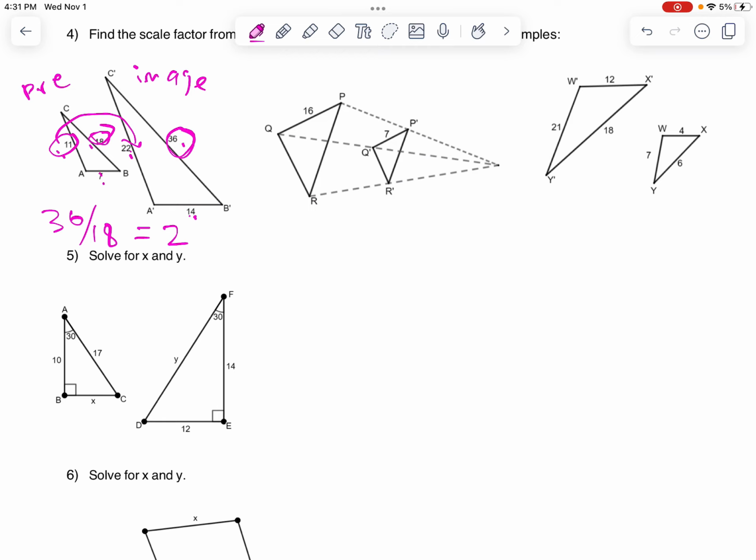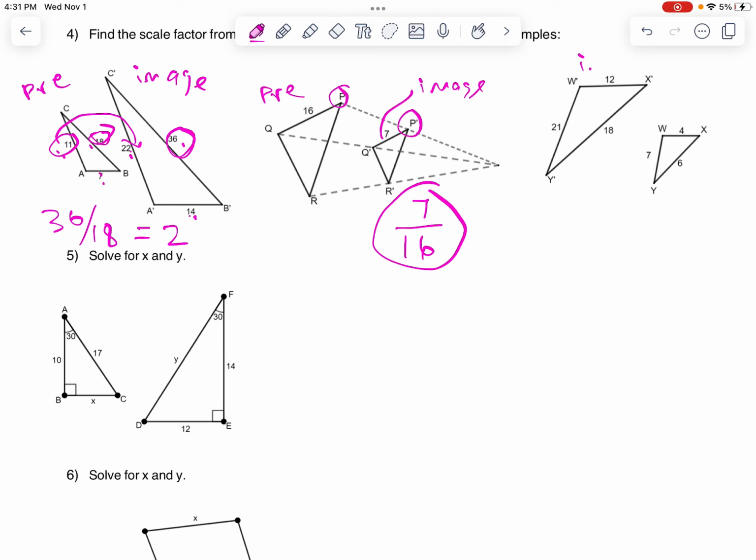Now this one, the one without apostrophes, just the plain old letter P, is the pre-image. The modified one with the apostrophe is the new one, it's the image. And scale factor is the new divided by old, so 7 divided by 16. The image divided by the pre-image. So scale factor is 7/16.